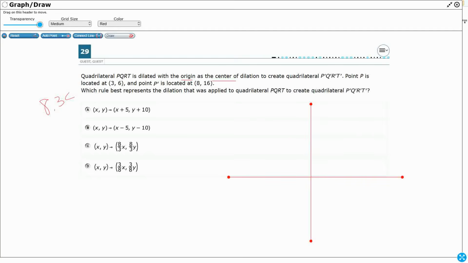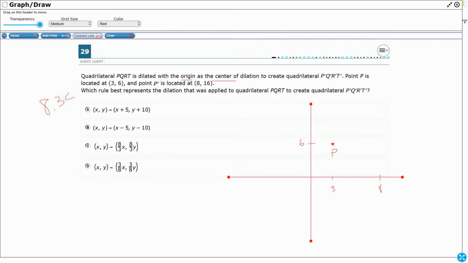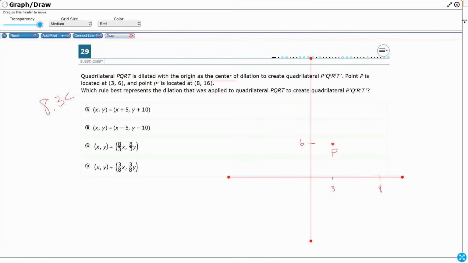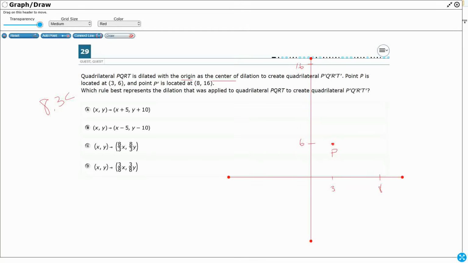So I'm going to get a quick sketch of 3, 6. So here's my 3, and we'll say here's my 6. It's going to be double the size. Okay, so let's say here's my point P. And then point P prime is going to be 8 and then 16. So I'll do this 8, and then honestly, I need to bring that up. 16 would be like, I'm just guessing around here, way up here. There's my P prime.